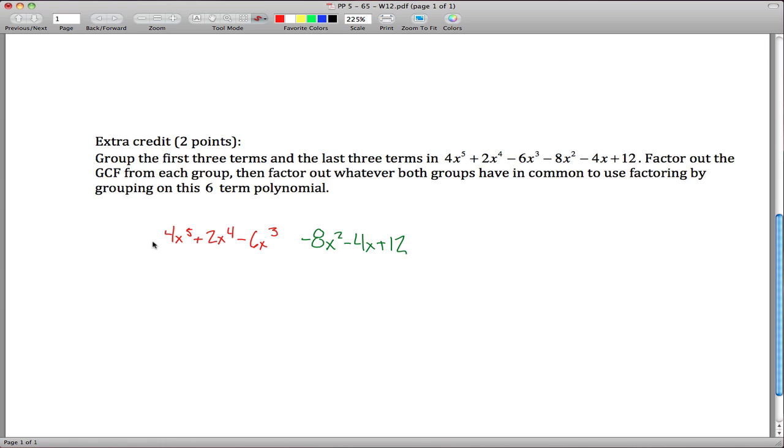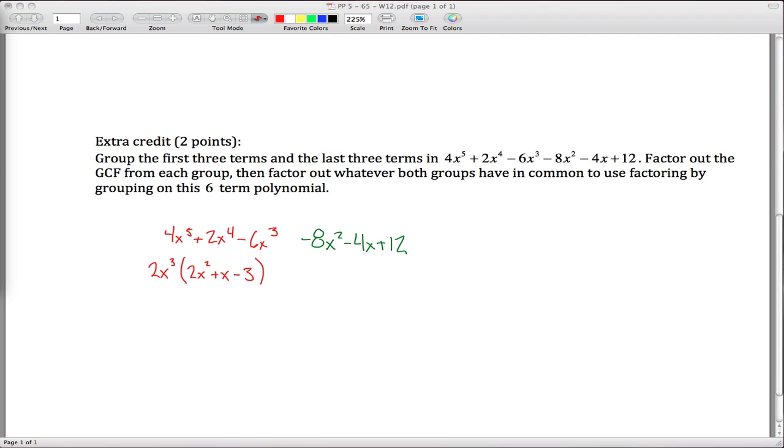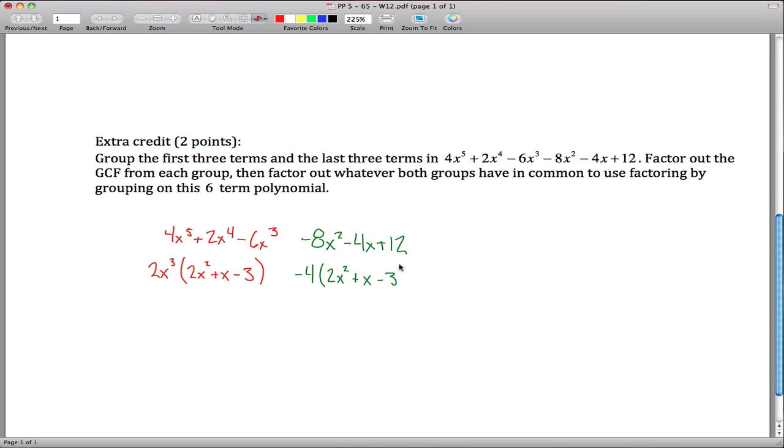So from this first group I want to find the greatest common factor. They're all even, so they have a 2 in them, and it looks like they all have an x cubed also. So I'll write 2x cubed times, this will have a 2x squared left if I pull out a 2x cubed, this will have just an x left, and this will have a minus 3 left. And over here I want to pull out something so that I end up with exactly this. What I want to pull out is negative 4. If you pull out a negative 4, what you're left with is 2x squared plus x minus 3.